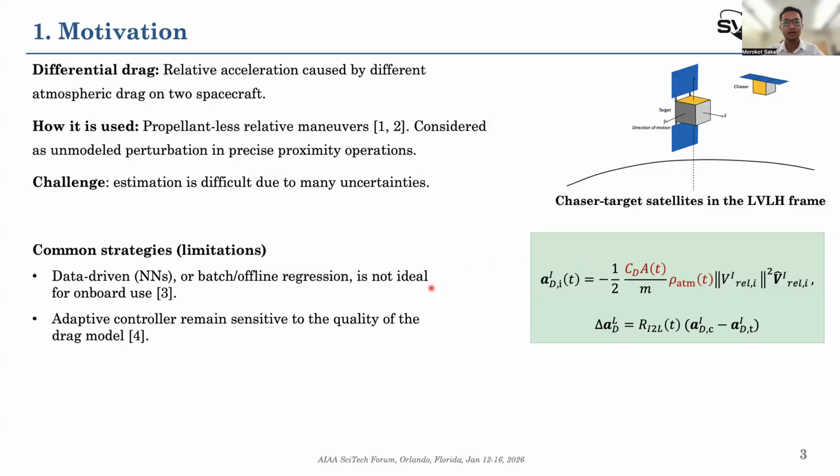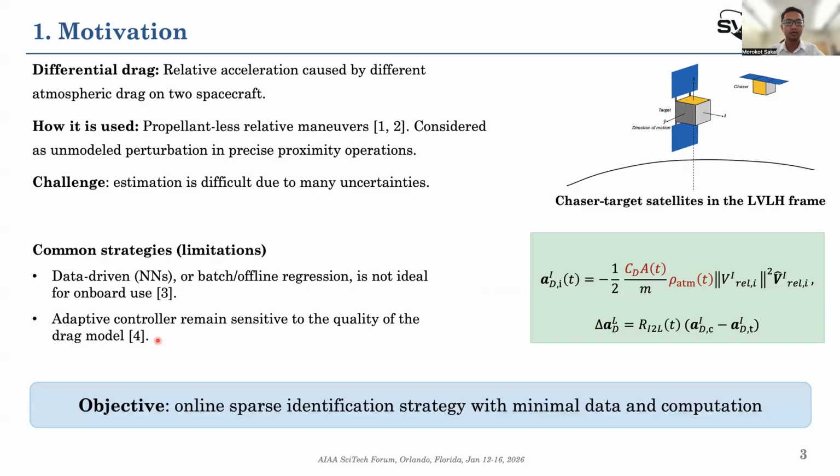So far, there are many common strategies, but they also have some limitations. For example, there are data-driven methods where we can do some regression. However, it requires a large set of data and some repeated computation that is not ideal if you want to do it for onboard usage. The other methods, such as adaptive control, allow onboard use, but they are very sensitive to how well we are able to model the drag itself. So the objective of the study is we want to propose an online sparse identification technique that only requires minimum data and computation.